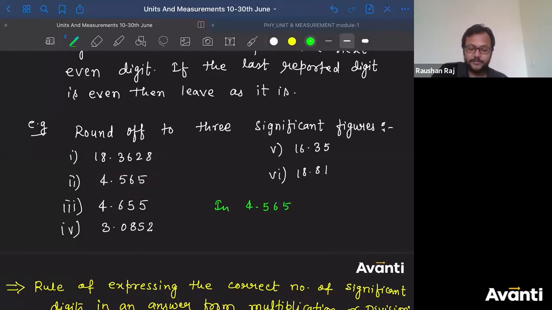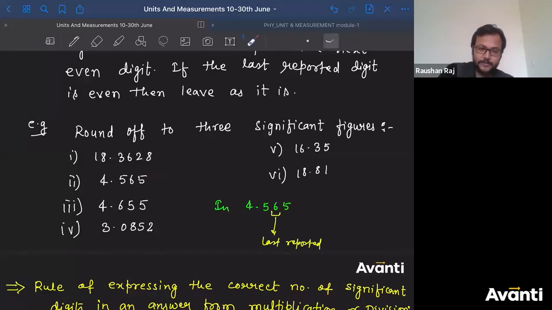4.565. Tell me which is the last reported digit here? 6. Correct. Very good. This one will be the last reported digit. Now tell me which is the digit which is right to this? 5. So to the right of this we are having 5 equal to 5.